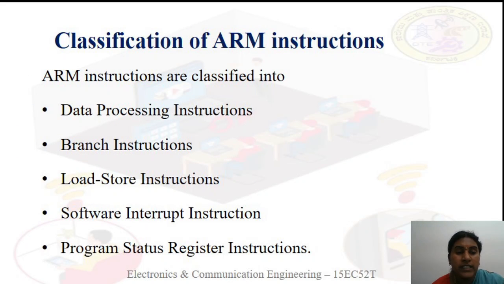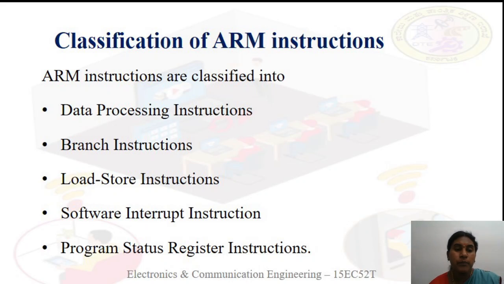Next, we will move on to the classification of ARM instructions. Mainly our ARM instructions are classified into the following types. The first will be the data processing instructions. The next will be the branch instructions, load and store instructions, software interrupt instructions, and program status register instructions.